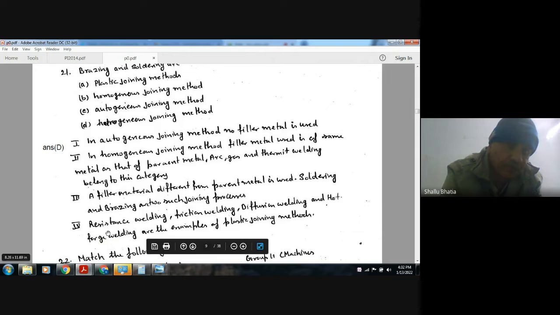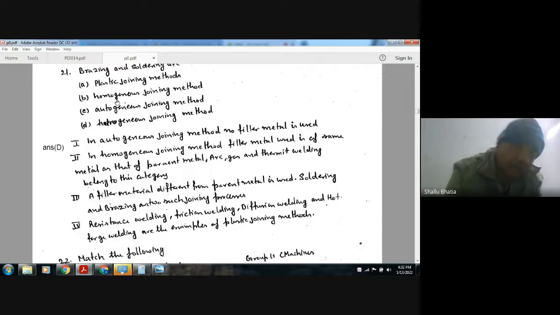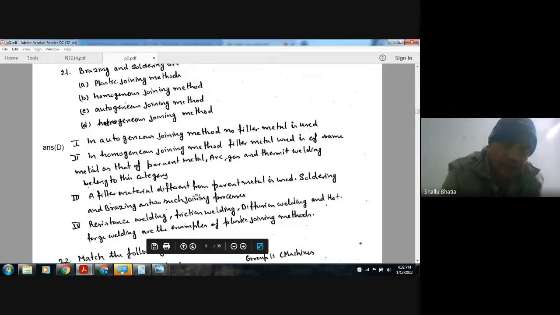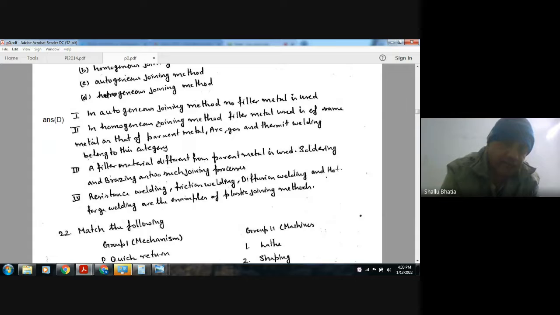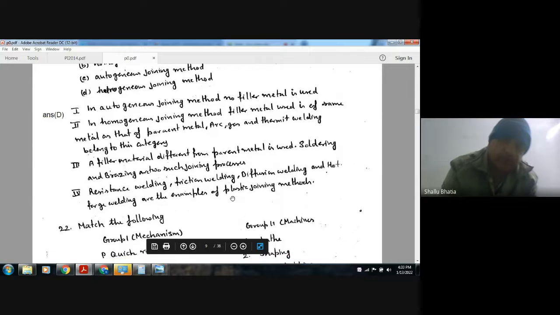And resistance welding. In homogeneous, the same metal is used as in welding. In heterogeneous, different metals are used, as in brazing and soldering. Hetero means different, homo is same. So these are the heterogeneous cases, where solder is used. Resistance welding, friction welding, diffusion welding, and hot forge welding are examples of plastic welding.